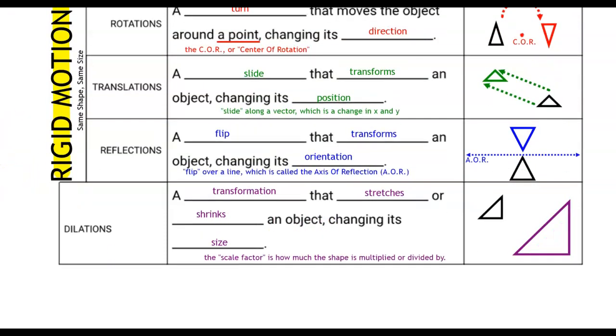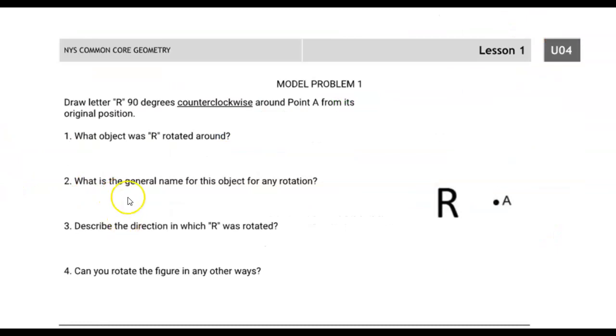All right, moving right along, let's take a look at some model problems. In the first model problem, we're supposed to draw this letter R 90 degrees counterclockwise around point A. Now keep in mind, counterclockwise and clockwise are something that you're supposed to know before you come into geometry, but in case you didn't know, here's what you should know.